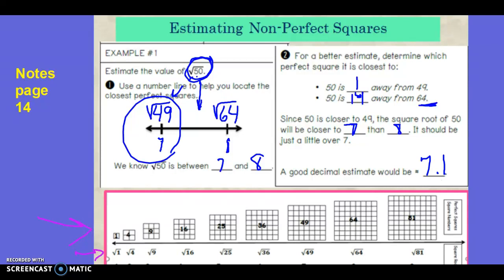If you think about our number line here, let me just kind of highlight that for you. We have the numbers 7 and 8. And if I would take that number line and divide it up into 10 equal parts, I could have 7.1, 7.2, 7.3, 7.4, 7.5, and so on, and just keep breaking this up. And so we know 50 was just a little bit above the 49, so the square root of 50 is just going to be a little bit above what the square root of 49 is, so that's where the 7.1 comes into play. Let's look at some more examples.